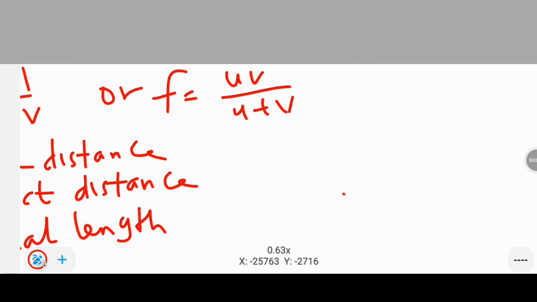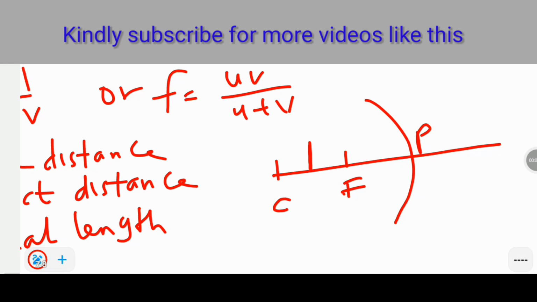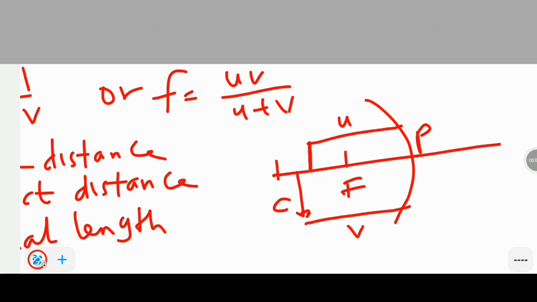So you have something like this. This is the pole here. This is the focus, and this is the center of curvature. So let's assume the object is at this particular point here. The distance from this point to the mirror is U. That is the object distance. Then depending on where the image is located, let's assume the image is located at this particular point here. This is the image here. The distance from this point to this particular point of the mirror is V. So V is the image distance, while U is the object distance.